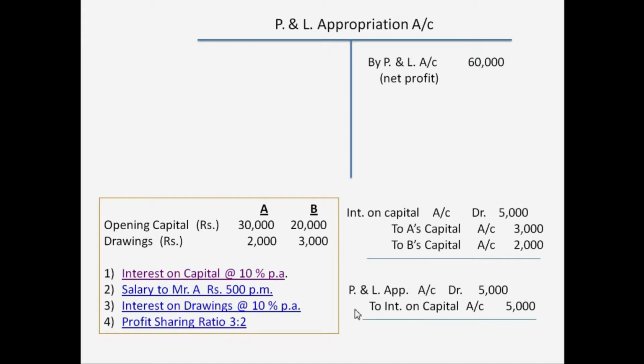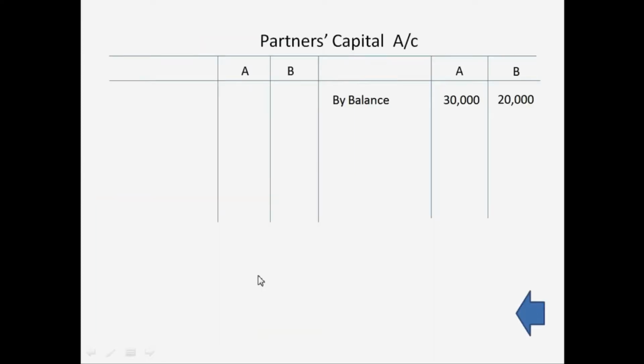Now this second entry will be posted on the debit side of P&L appropriation account. As P&L appropriation account is debited here, this second entry will be posted on the debit side of P&L appropriation account to interest on capital account. And the first entry will be posted on the credit side of partners' capital account. Let's see. This is the partners' capital account, and on the credit side by interest on capital 3000, 2000.